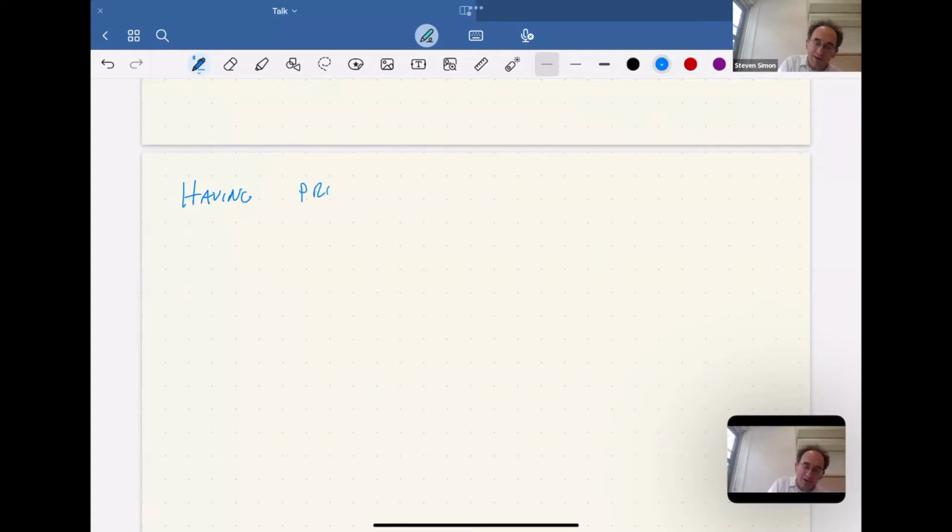Having proven that the Hall conductance for an insulator is p e squared over h, it came as a bit of a surprise. And this p is counting the number of electrons.